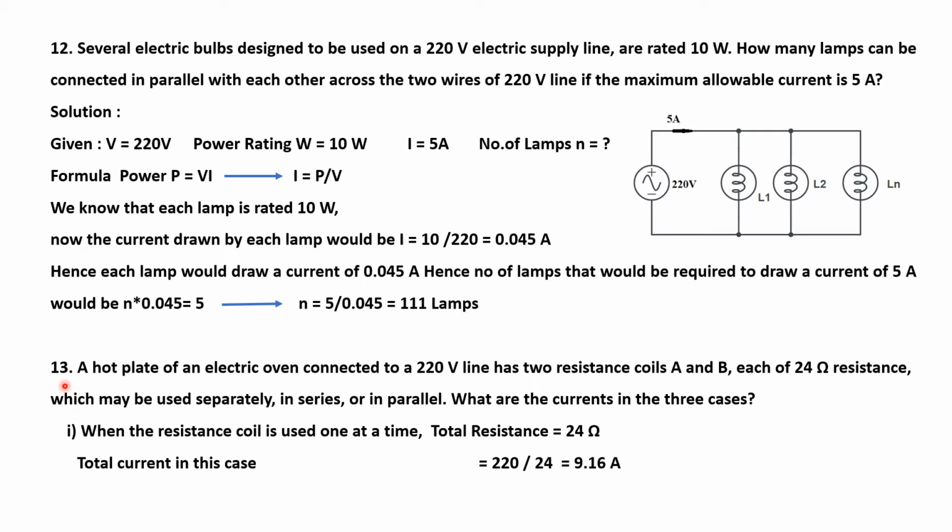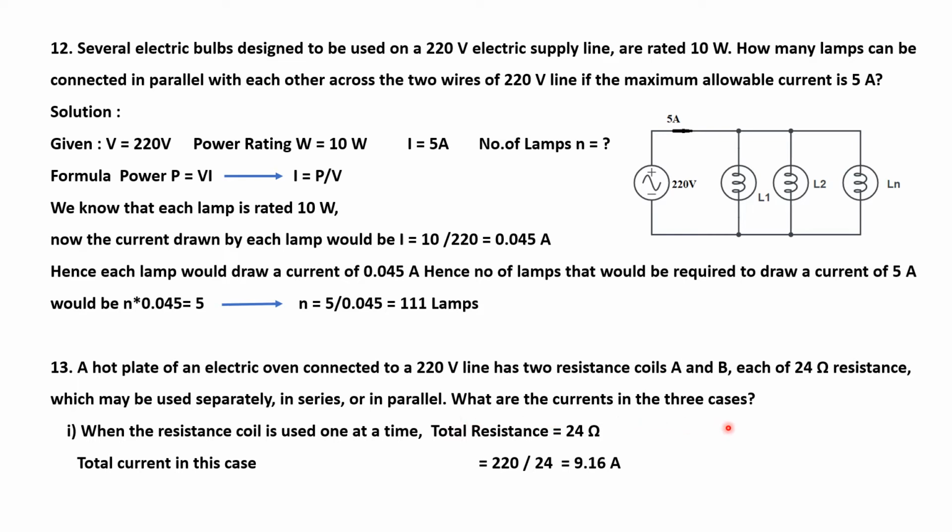Question number 13. A hot plate of an electric oven connected to a 220-volt line has two resistance coils A and B. So the hot plate of the oven has two coils A and B, each of 24 ohms resistance, which may be used separately, in series or in parallel. So what are the currents in the three cases?